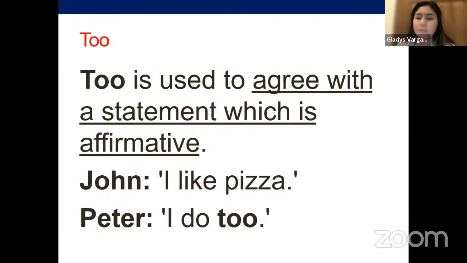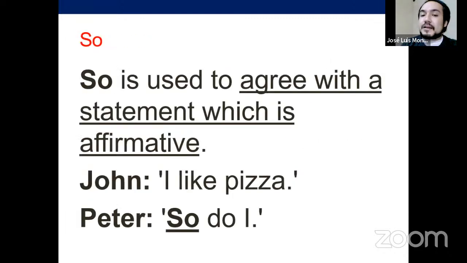No, it's good. Good. So if this is one way, this is the second one. This is also formal, and there is no other way to do this, Gladys. This is the only way to use so as agreement. And if you analyze it, it's exactly the same, but inverted. So do I. Okay, you can only say it like that. If you say I do so, it's incorrect. You cannot say it in the normal way. It has to be inverted if you want to use so.